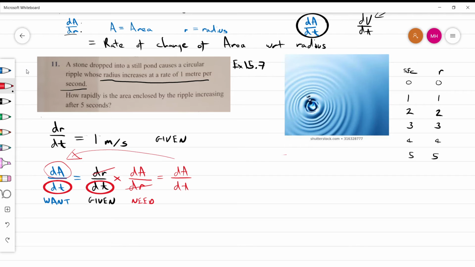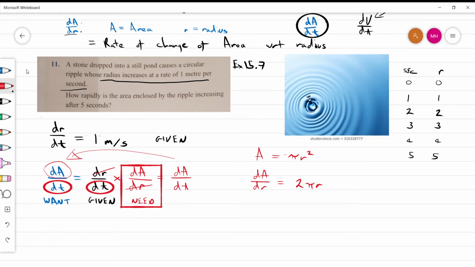So what we're going to do now is look at this here. This is the new thing that we've created. We're looking for a formula that has A and r. Now, I'm sure you know that the area of a circle is pi r squared. We can easily work out what dA dr is. We just differentiate with respect to r, and we'll get 2 pi r.